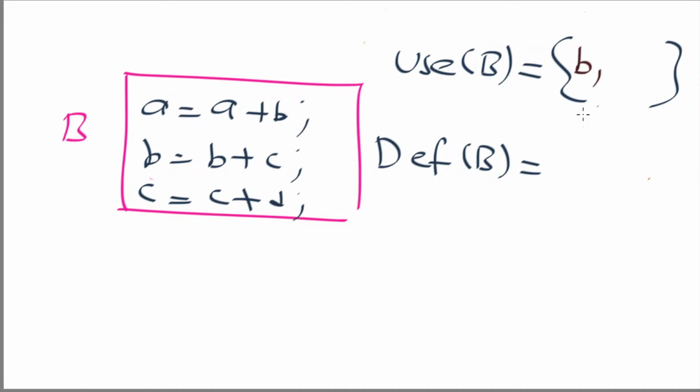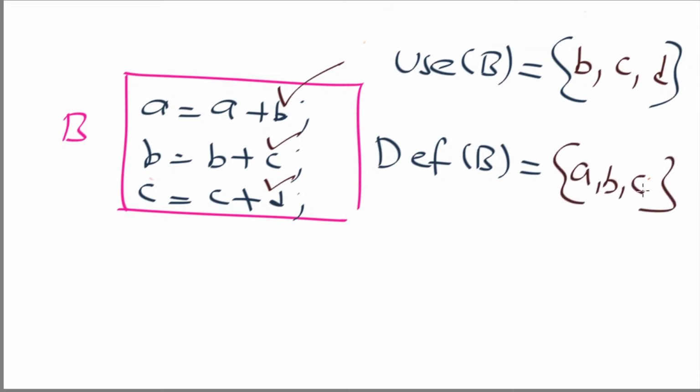In this block, you can notice B is used, C is used, and D is used. Again, this is used, this is used, and this is used. And what are the variables defined? A, B, C are defined. So these are used and these are defined. Yes or no? Now is it clear?